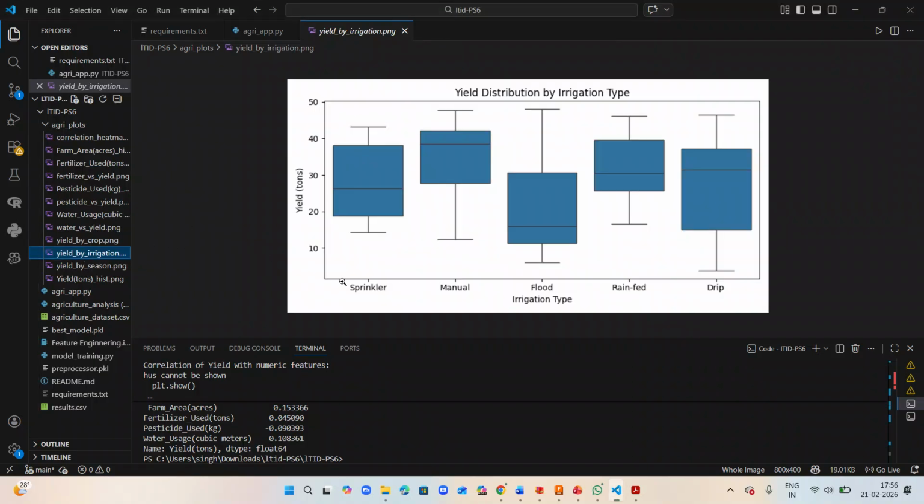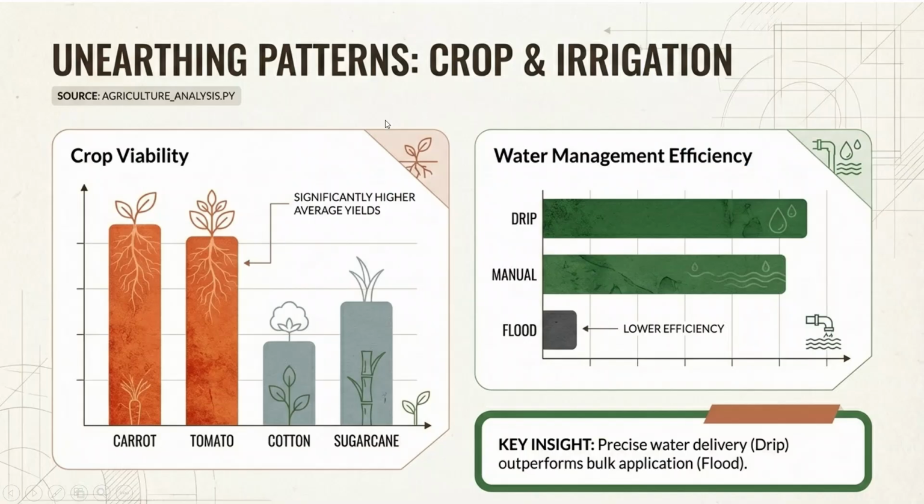And this is another graph, irrigation type versus yield. We analyzed the irrigation method. The results clearly indicate that drip irrigation has the highest efficiency, followed by manual irrigation, while flood irrigation shows the lowest efficiency. This observation supports the idea that precise water delivery improves crop yield, whereas bulk water application leads to inefficiency. This insight from exploratory data analysis guided the selection of features and justifies the need for a machine learning model.